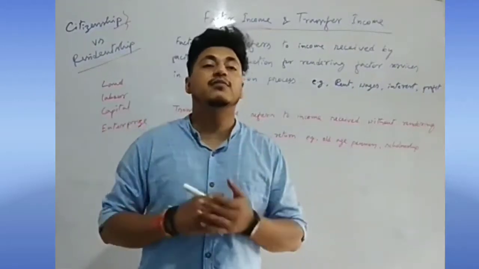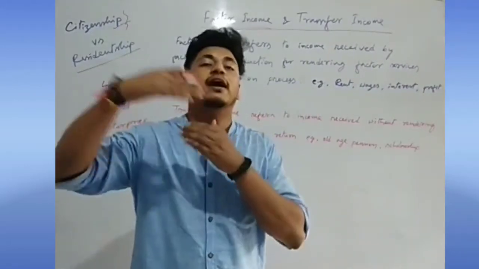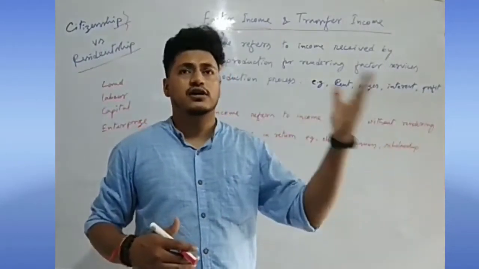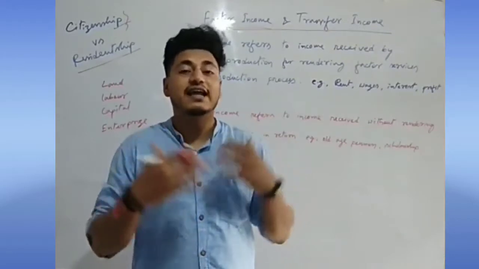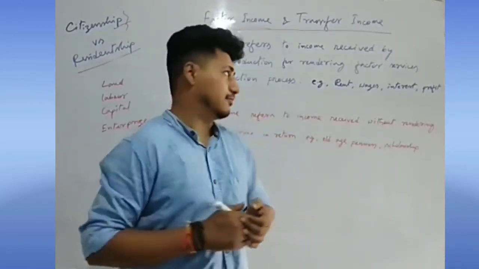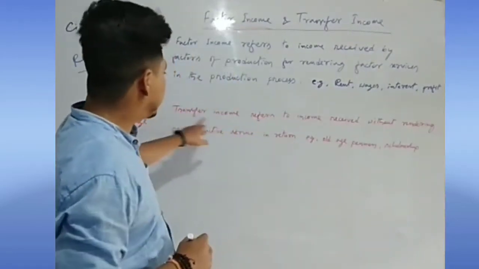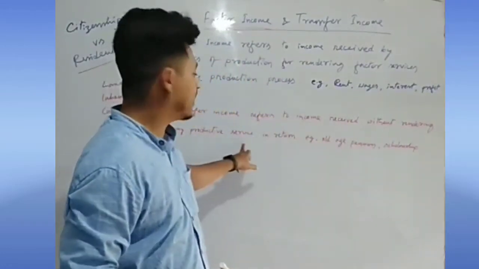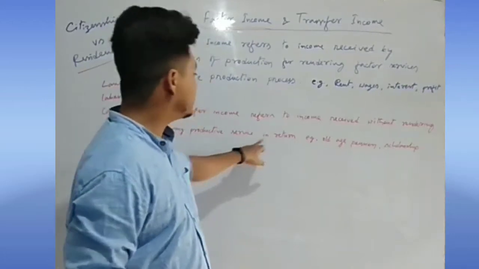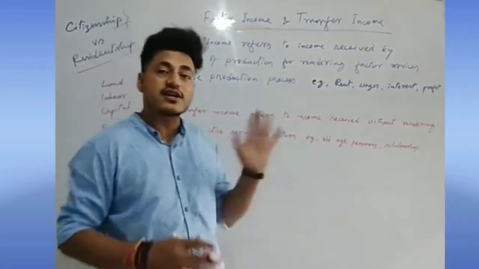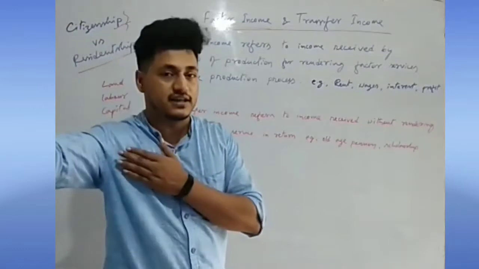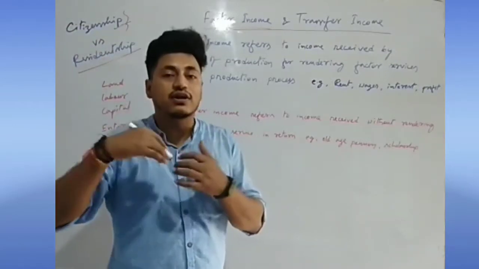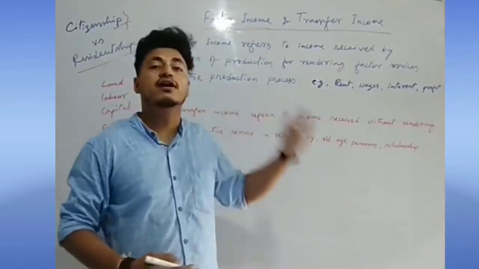That means to earn factor income, you have to provide something. You have to provide services, or you have to provide your efforts in the process. Then you will earn only factor income. Whereas transfer income refers to income received without rendering any production service in return. In transfer income, we do not provide anything. We just get the income without any work, without any labor. This kind of income is known as transfer income.